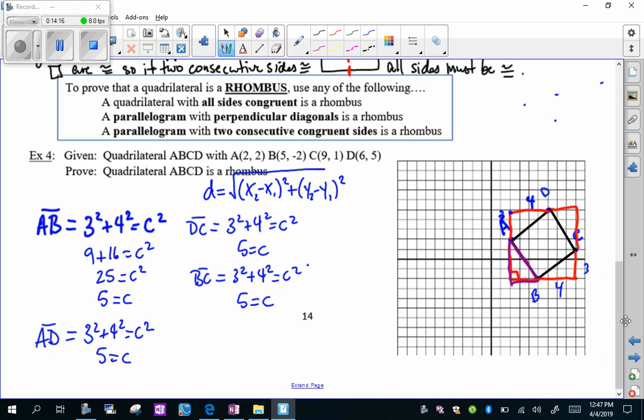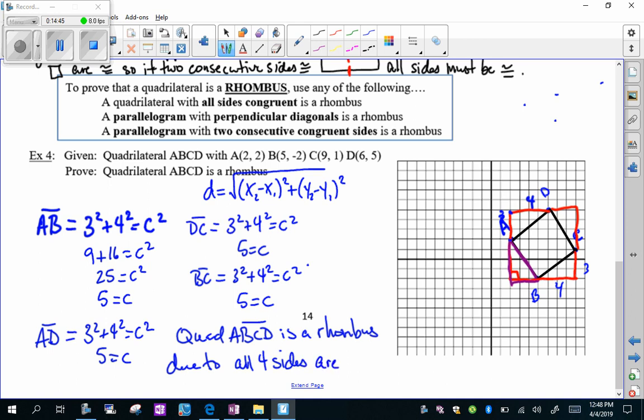Now I can write my concluding statement. I can say that quad ABCD is a rhombus due to all 4 sides are congruent.